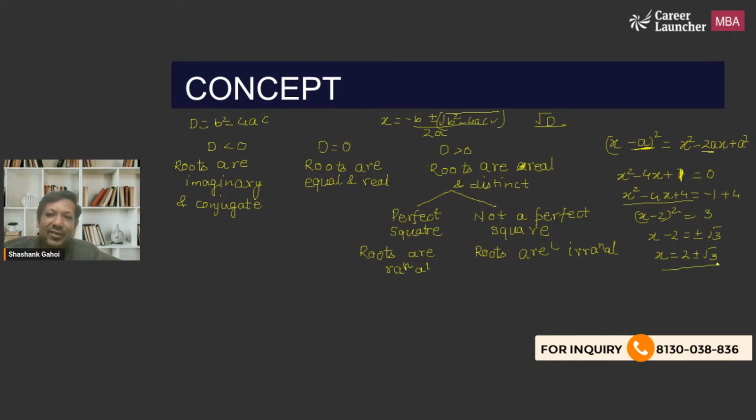So basically when we are going to solve any quadratic equation, you can either take this approach or you can take this approach. You can directly use the formula, get the answer, or you can make a perfect square and solve the question. So there are two different ways to solve a quadratic equation.